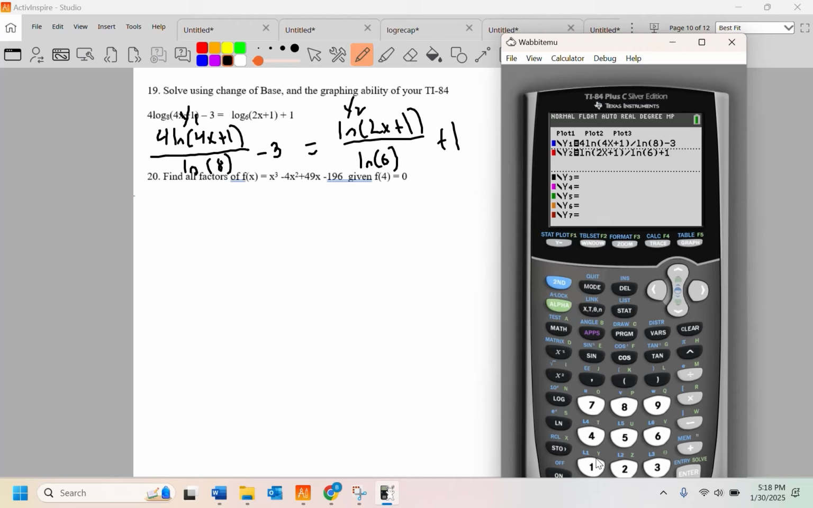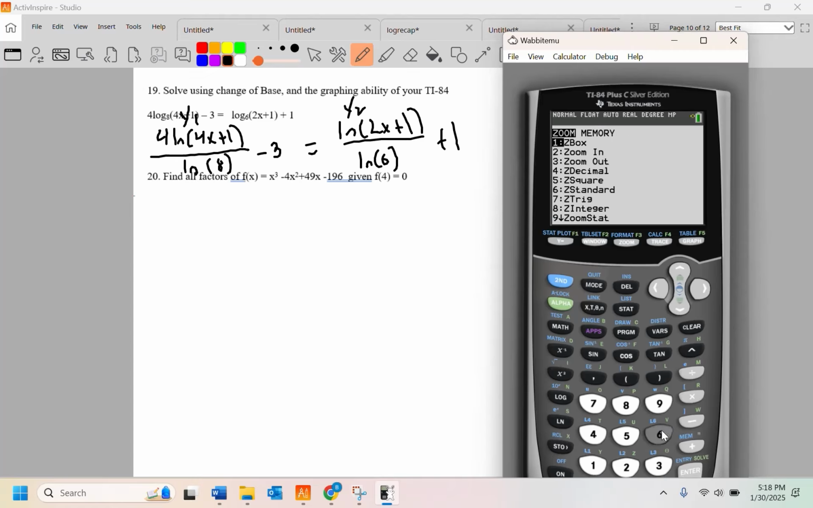Anyways, zoom 6 it. Decent chance you won't actually see an intersection on these. Oh, there is one. Okay, so no problems. Once my little circle's done, we're good. Second trace 5. I'm just going to get somewhere in the neighborhood, and I'm going to press enter 3 times because I'm in a hurry. There she is, 3.3721.